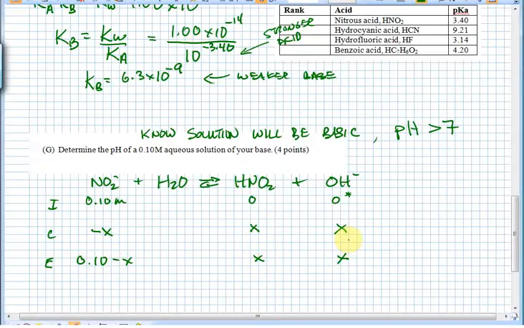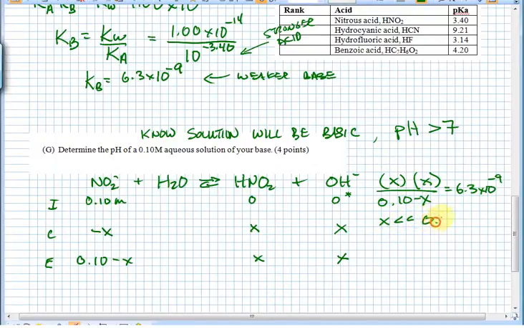Bingo. Okay. We're now going to take those x's, those equilibrium concentrations, and plug them into the equilibrium expression. So x for the concentration of the acid, x for the concentration of hydroxide, 0.10 minus x, and we're going to set that equal to the Kb, which is 6.3 times 10 to the minus 9th. We're going to make a simplifying assumption, again, that x is much, much smaller than 0.10. Probably a pretty good assumption. Kb is small, so we know x is going to be very small. So this simplifies to x squared over 0.10 equals 6.3 times 10 to the minus 9th.